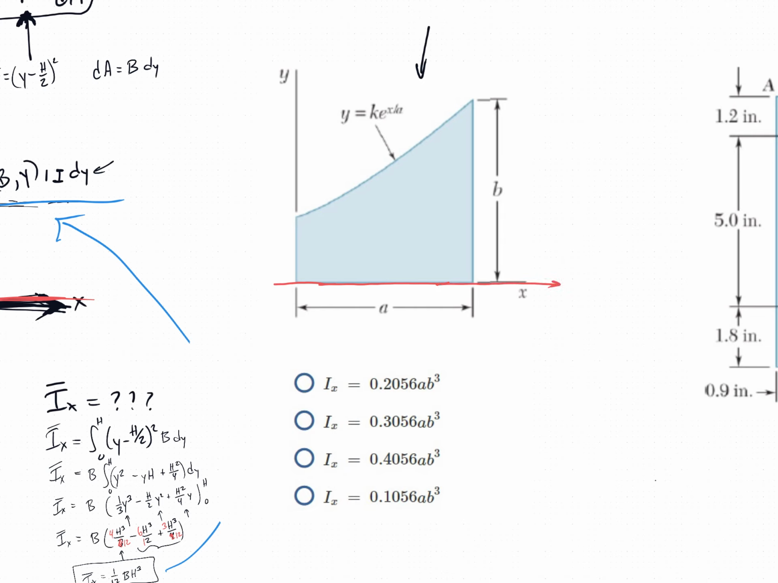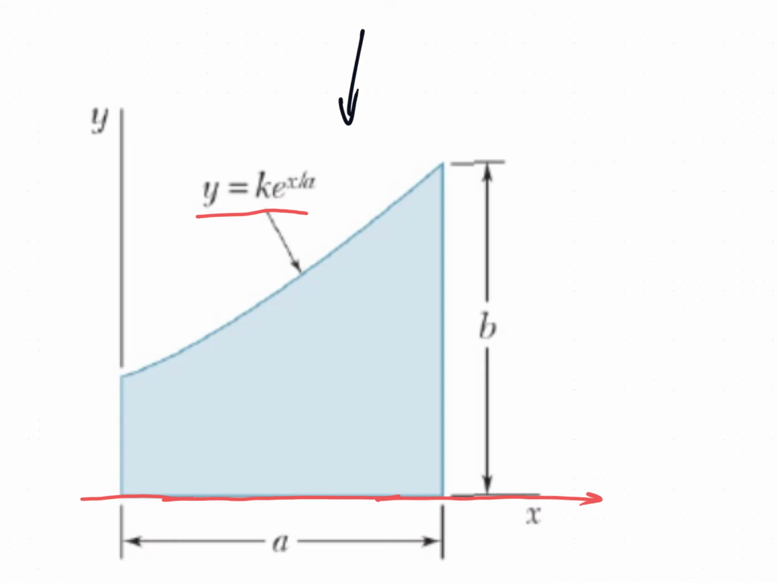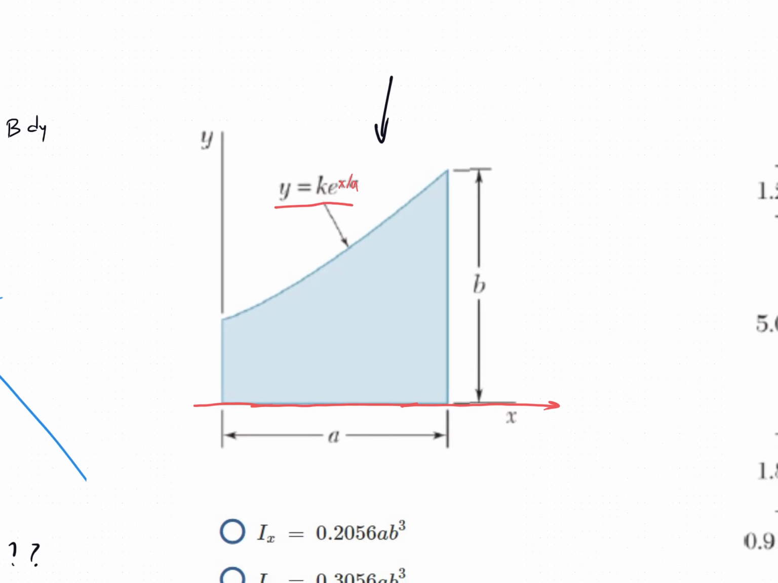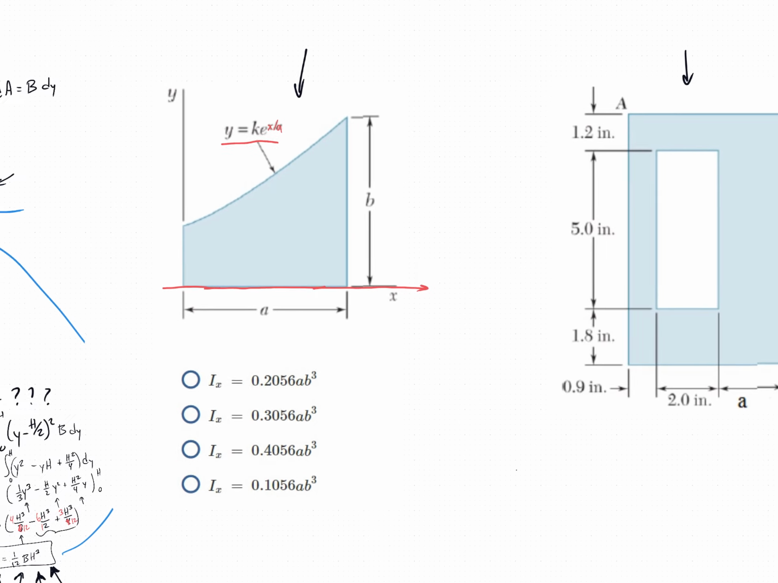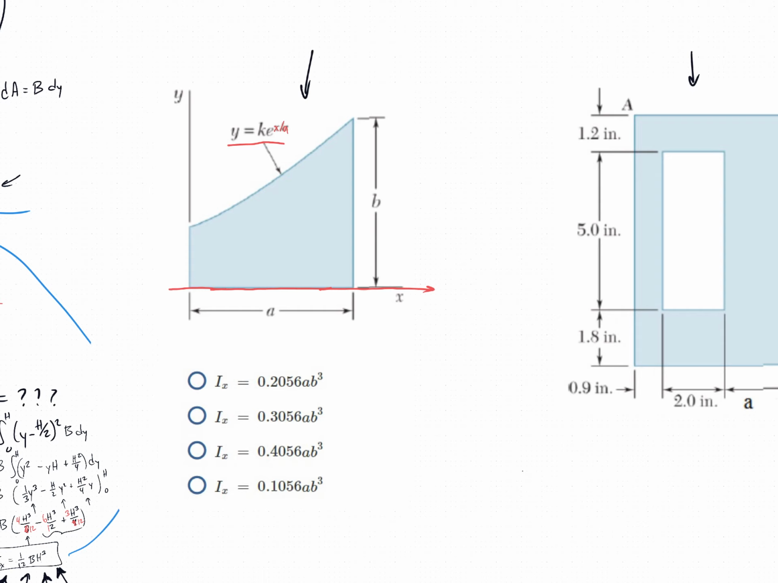Now some of you might ask, how do I know I need to integrate? Well, the reason you need to know you need to integrate is this is a composite shape. It's a little bit blurry here, but that's a k e to the x over a. Now normally what I suggest you do in this case is to create a rectangle. Let me get my little rectangle tool, and create a rectangle going like this.